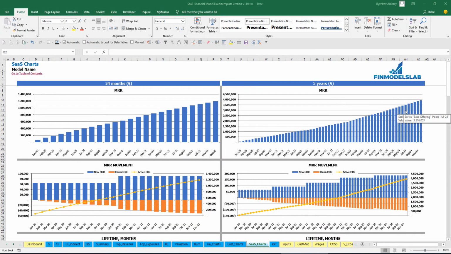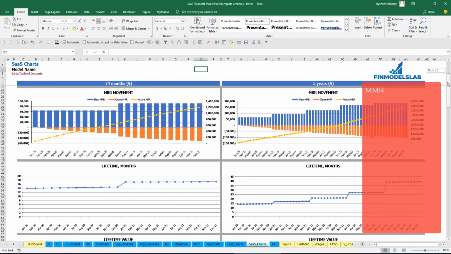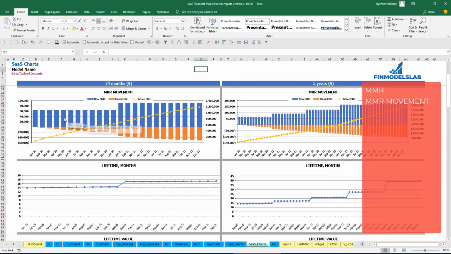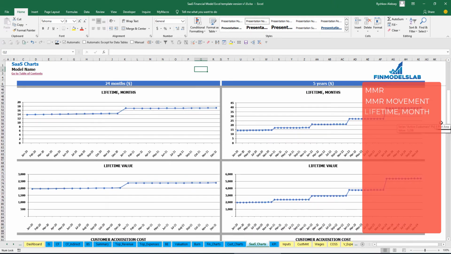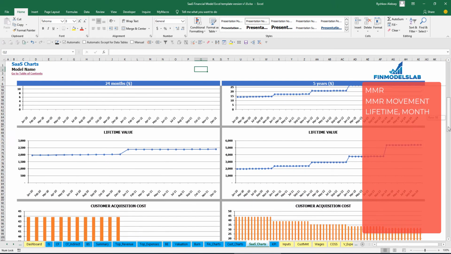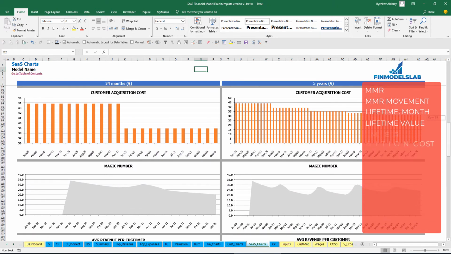On the SaaS charts tab, you may see the breakdown of main SaaS KPIs, broken down by months for 2 years and for the 5 years. On the top you may see the total MRR, broken down by months, then MRR movement, which consists of new MRR, churn MRR by months, and as a result the active MRR. The next set of charts will show you the lifetime in months for your customer, average lifetime value in dollars, the customer acquisition cost in dollars.